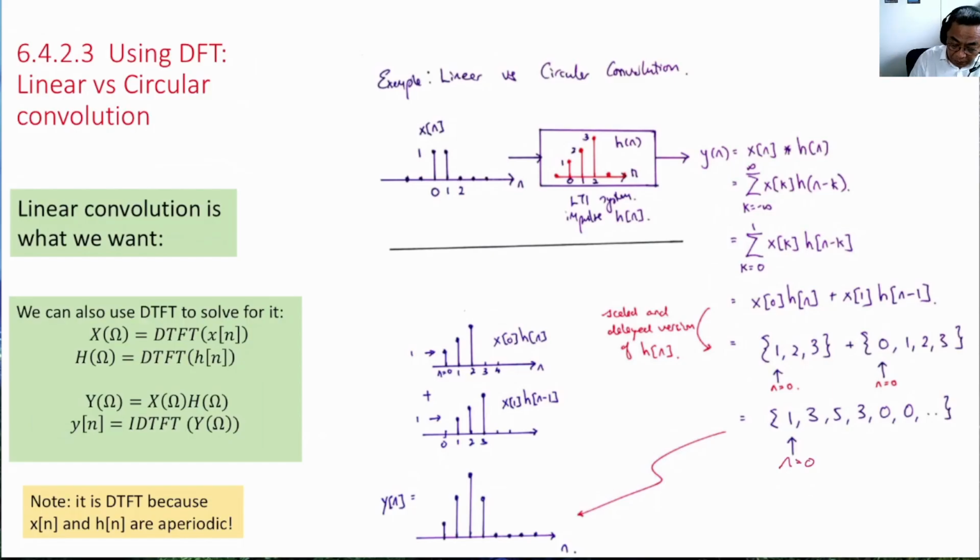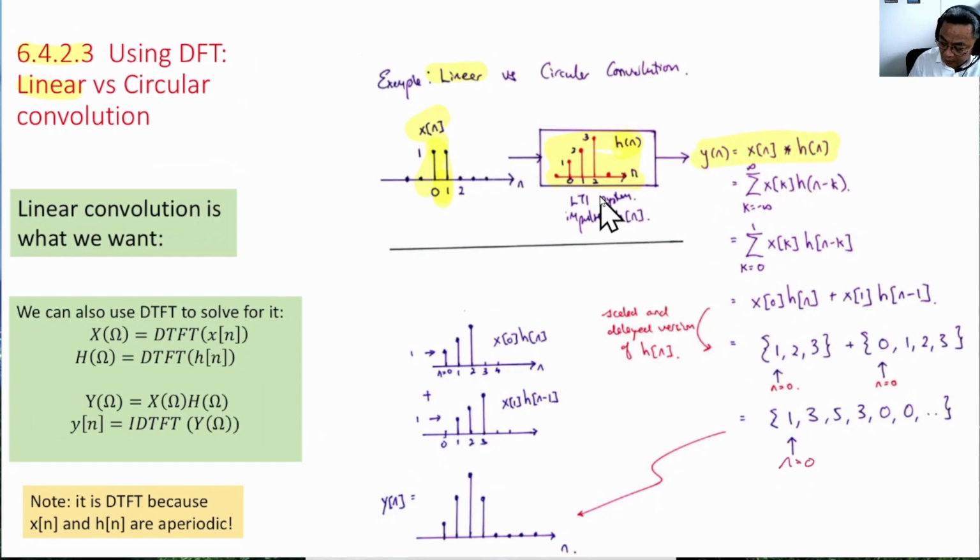This is 6.4.23. We'll now first review linear convolution, and then we'll show you how linear convolution is different to circular convolution. So this is our input. We have a finite sequence input. Only at index 0 and 1 we have value 1. We have also a very simple impulse response that has value 1, 2, 3 at time index 0, 1, 2.